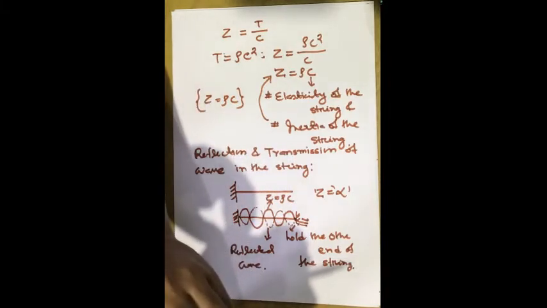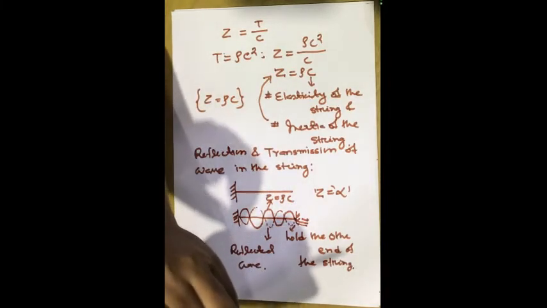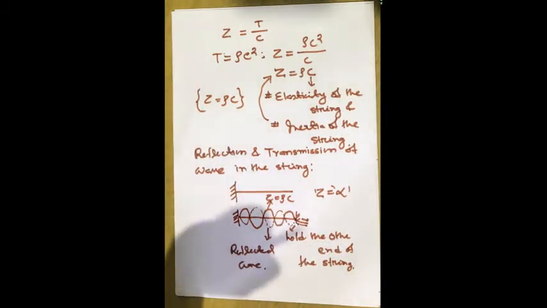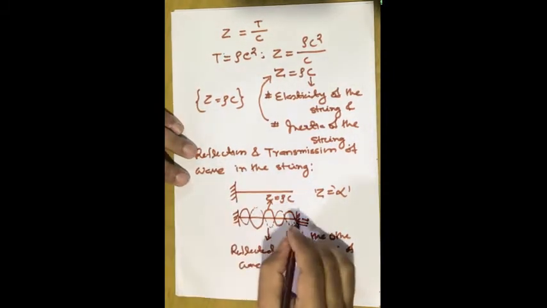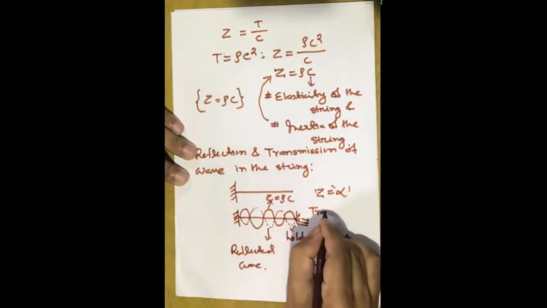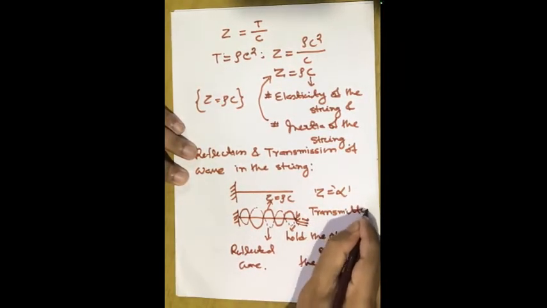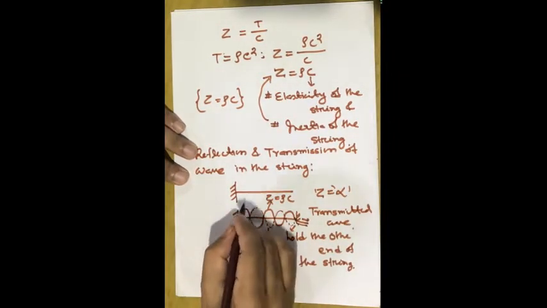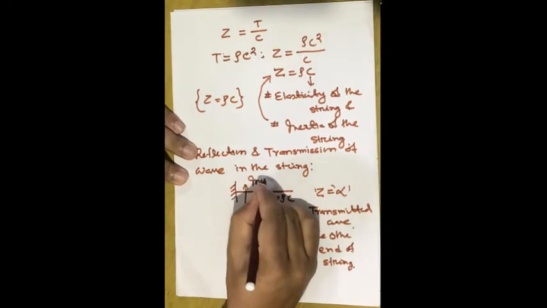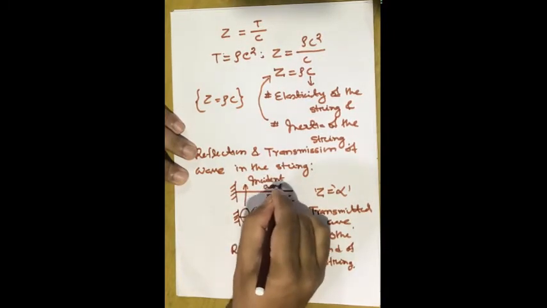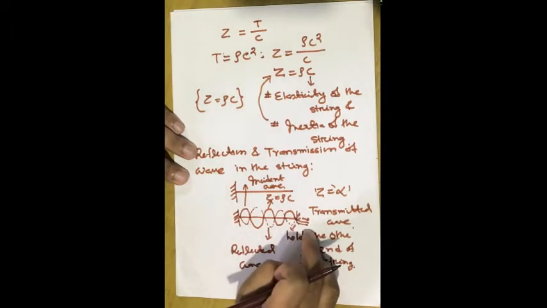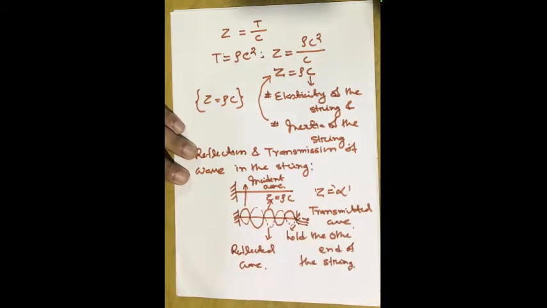Therefore, if the wave finds a medium to propagate, then it will travel through the remaining part of the string. In that case, that wave is named a transmitted wave. So there will be three kinds of wave. The initial wave will be our incident wave, and if it gets reflected, then it's a reflected wave, and if it passes through to the other end of the string, then that wave is known as the transmitted wave.